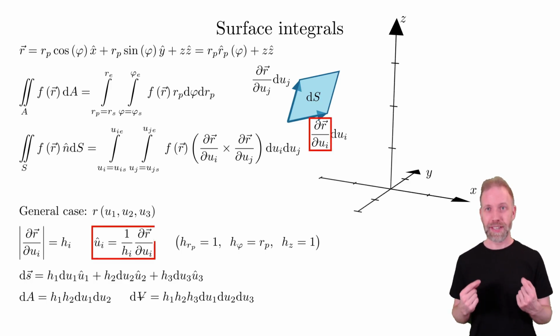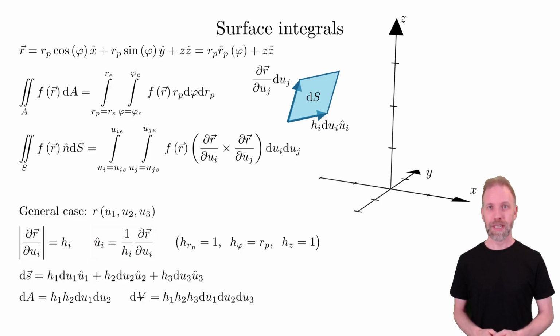Again, we'll use our definition for the unit vector for orthogonal coordinate systems and write the first vector as h_i du_i u_i hat. And the same for the second vector.